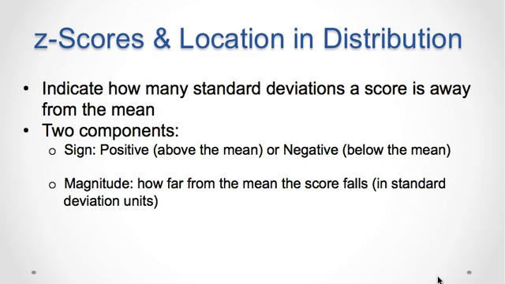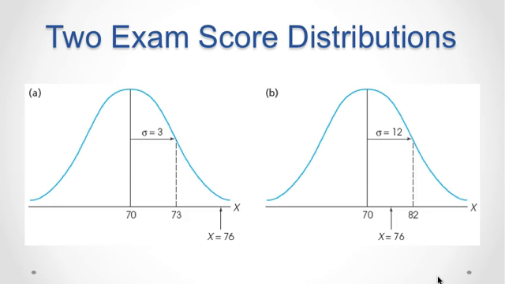Remember, a data value that falls more than 2 standard deviations from the mean is a potential outlier in the behavior sciences. Here is an example of how we would compare 2 different exam score distributions. For both distributions, notice mu is equal to 70. But for one distribution, sigma, population standard deviation, is equal to 3, and for the other, sigma, or population standard deviation, is equal to 12.